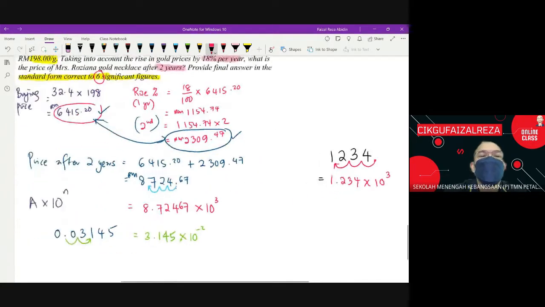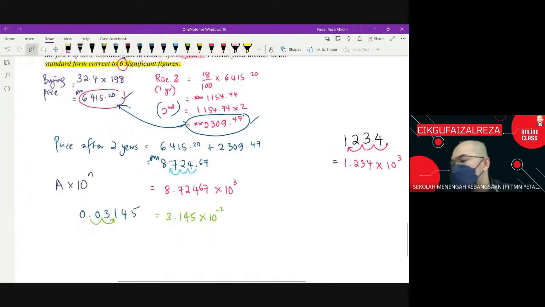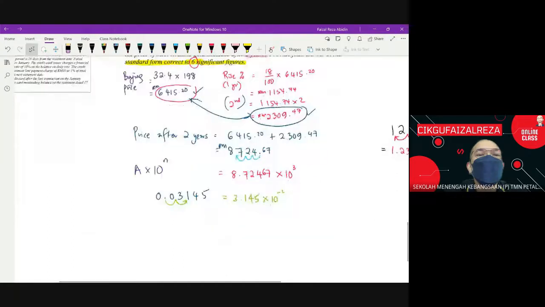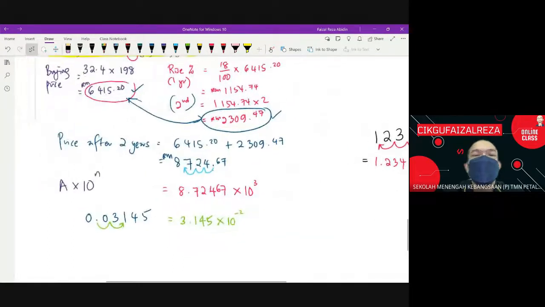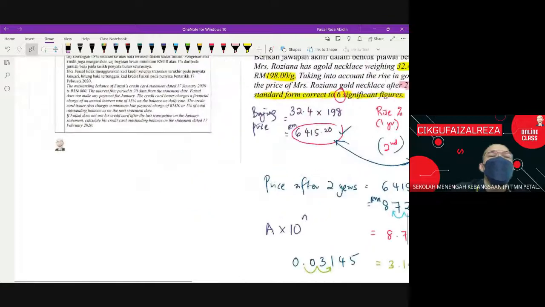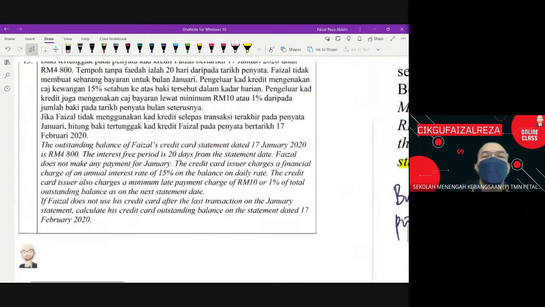Okay, that's going to be our question number 12. Can, class? Standard form. Okay, the last question for today.